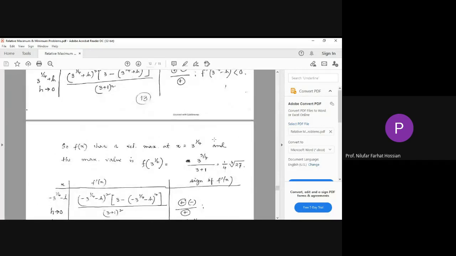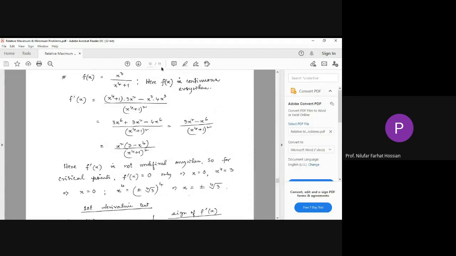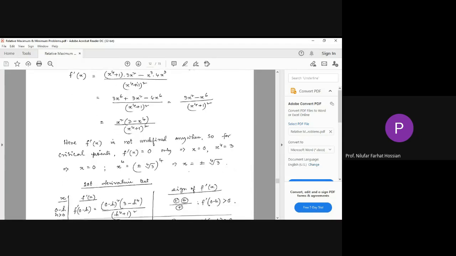I think this is the last one anyway. So this is again a rational function. You see, x cubed divided by x to the power 4 plus 1. So please tell me, is there any point where this function is undefined?